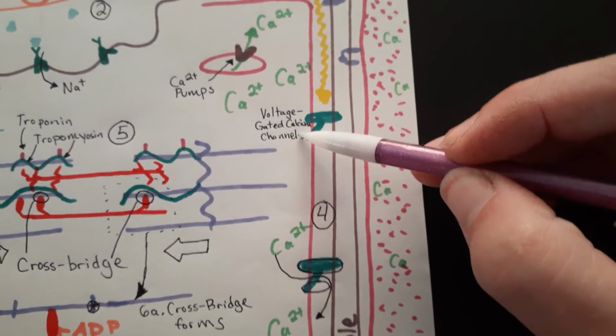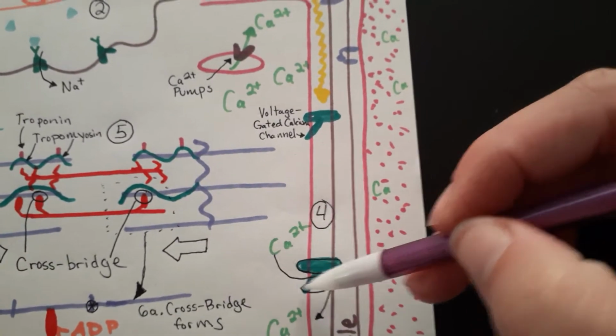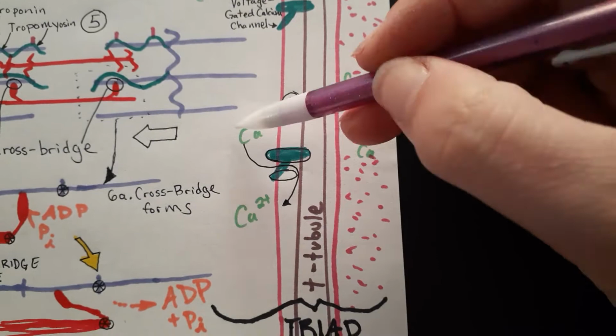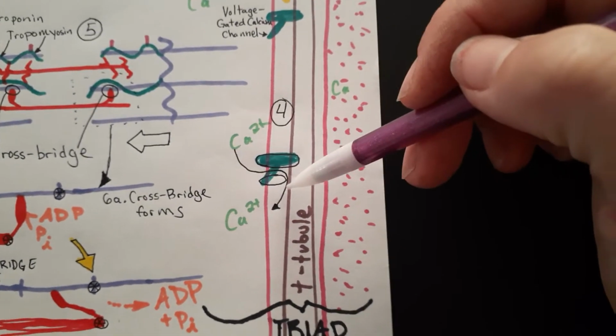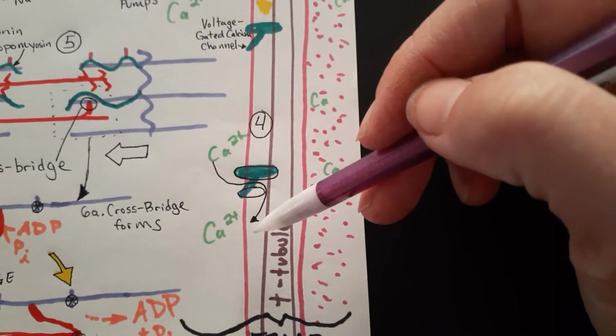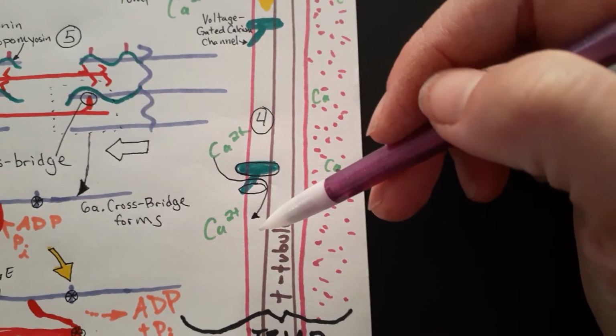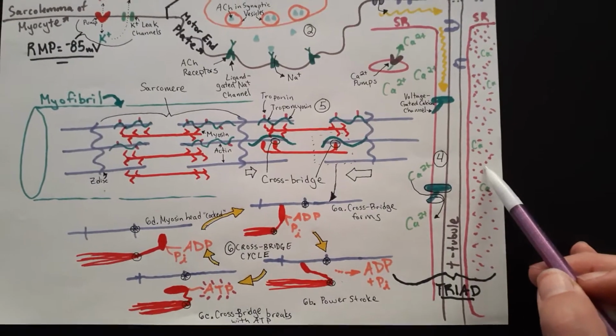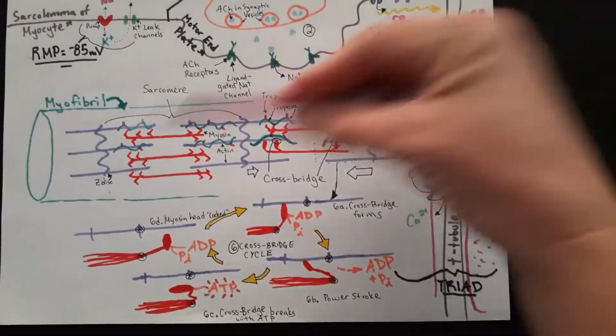All right, so we hit the right voltage to actually open up these channels, which I'm trying to show here. This channel is now open, and calcium is going to diffuse out of this channel down its very steep concentration gradient, so this is a very fast process, and it is essentially going to be released into the sarcoplasm.